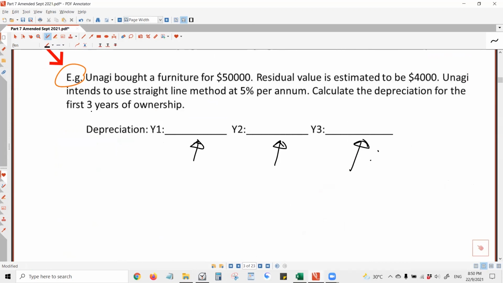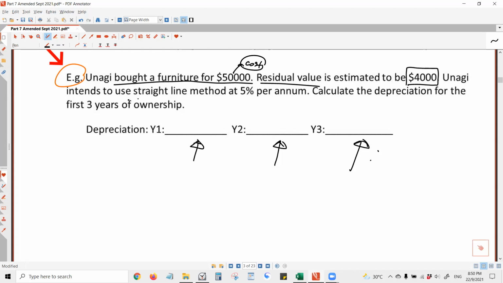Now let's see. Unagi bought a furniture for $50,000. What is this known as? Cost. Every word's meaning you must know. This is cost, the price you paid to buy the NCA. Residual value estimated to be 4,000.